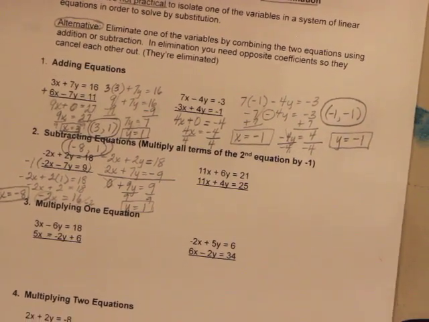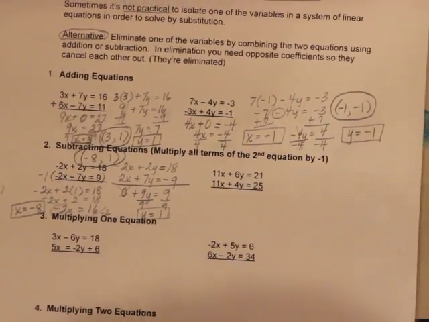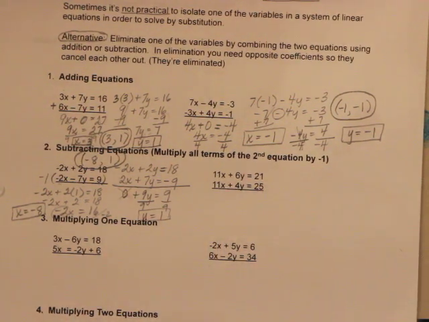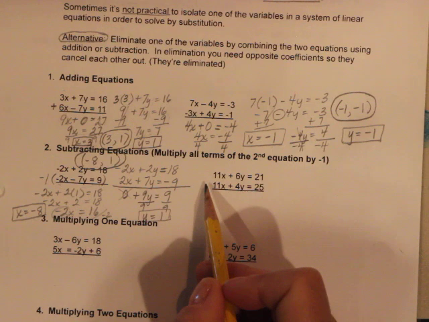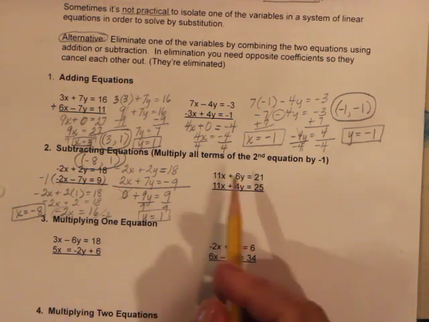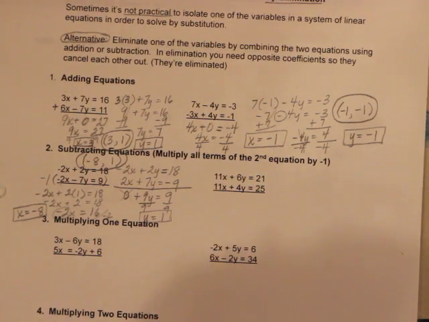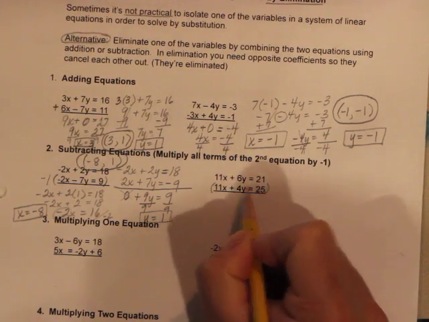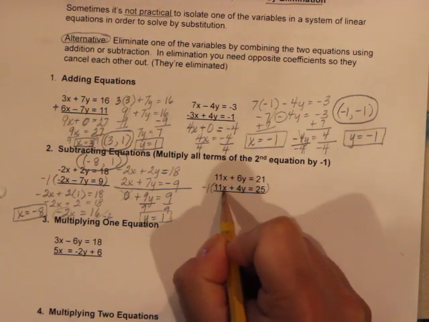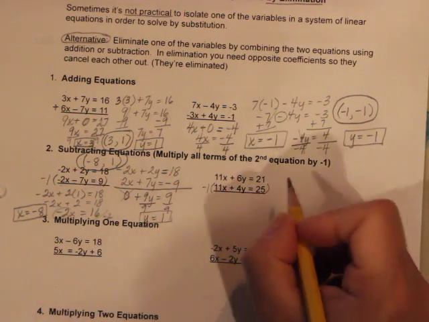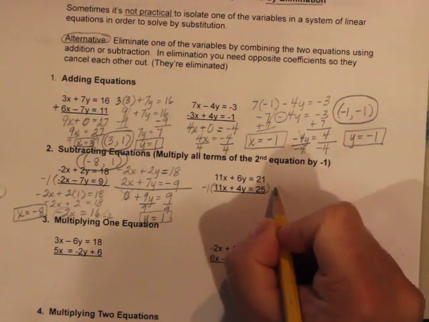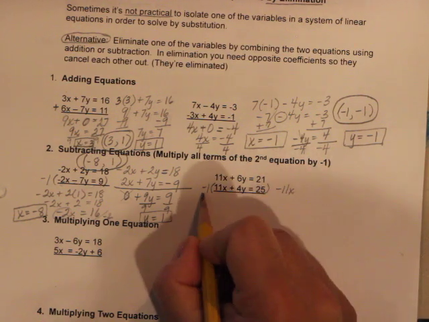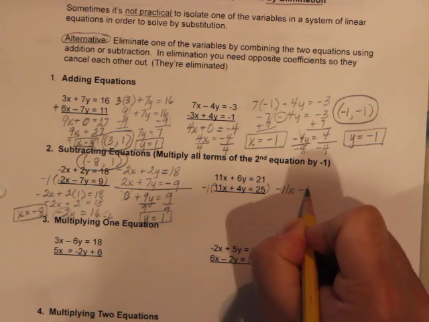So again, here we are just looking and seeing that I've got an 11x and an 11x. Fantastic. If I add those right now, as they are, I'm going to end up with 22x, and what I want is no x's. So I'm going to multiply this entire bottom equation by negative 1 in order to make this a negative 11, all right? So let's do that, and I end up with negative 11x. Negative 1 times positive 4y is negative 4y.